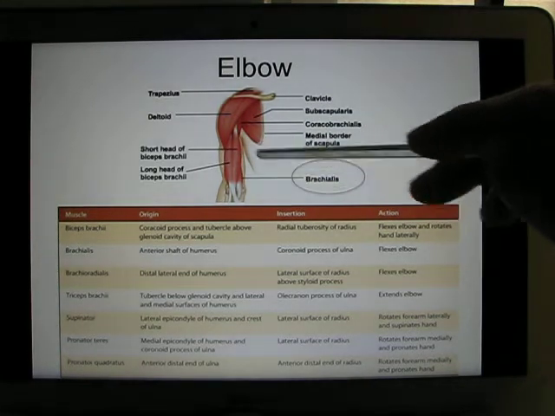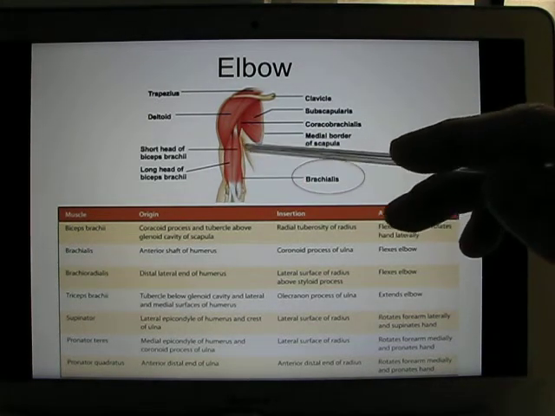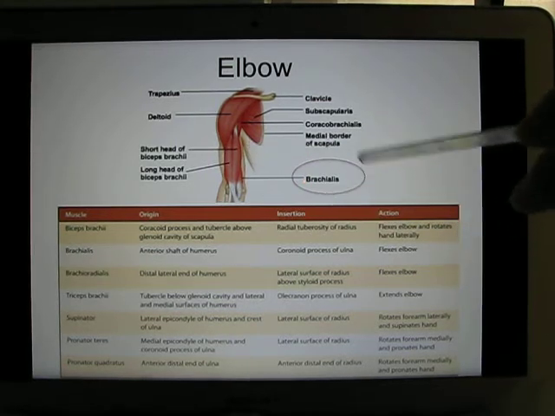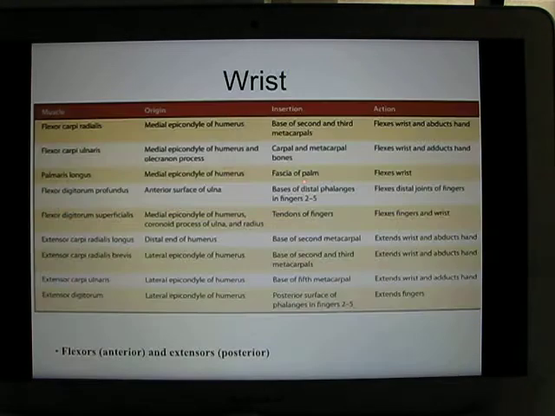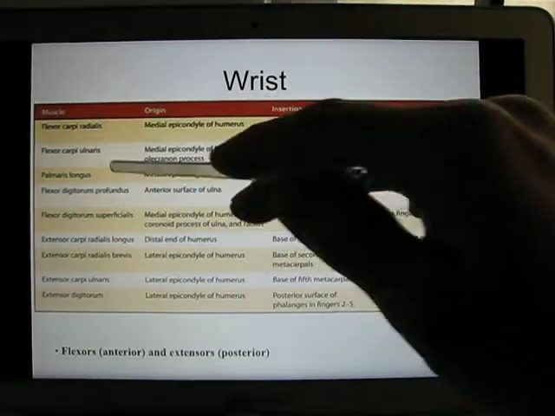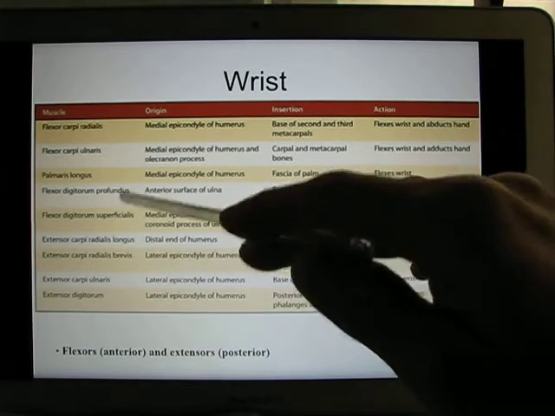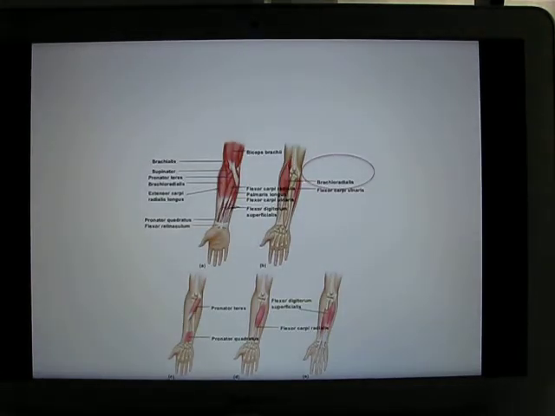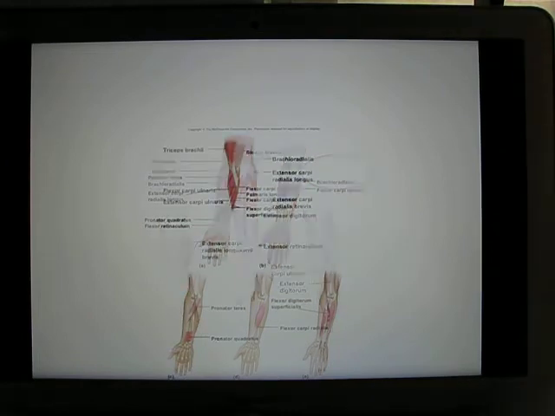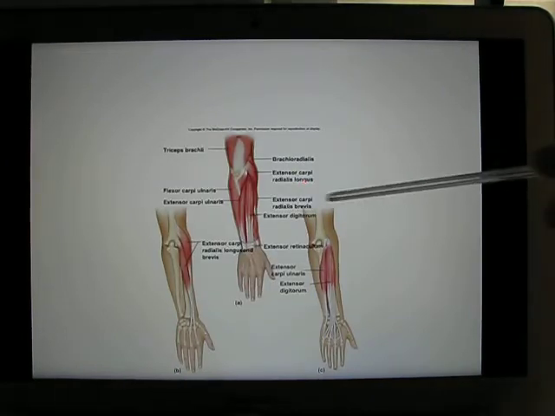Now we reach the elbow. The elbow's main mover is of course the biceps brachii, but we also have a small muscle called brachialis. It creates exactly the same movement, it's smaller. And the wrist muscles can be divided into the flexor and the extensor. So these are the wrist muscles. And the extensor is in the posterior view.